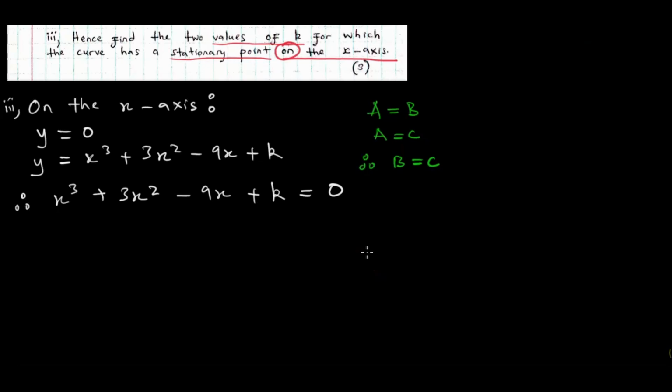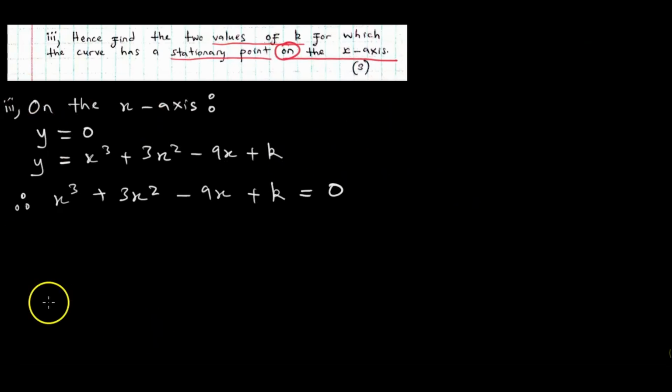Basic transitivity. Don't worry about the big word. It doesn't matter, it's just logic. y is equal to 0, y is equal to x cubed plus 3x squared minus 9x plus k, so x cubed plus 3x squared minus 9x plus k is equal to 0.